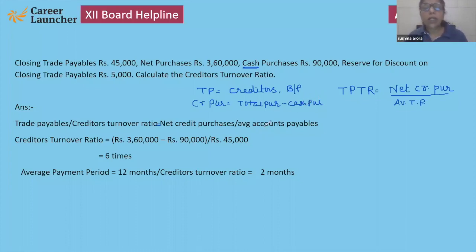Yes, children. And see here, average accounts payable, only 45 given, we have to take 45. Now, simple. Average payment period, APP, how to calculate? If that is in days, that is 365 upon TPTR. If it is in months, that is 12 upon TPTR. So here 12 upon 6, that is 2 times, 2 months.